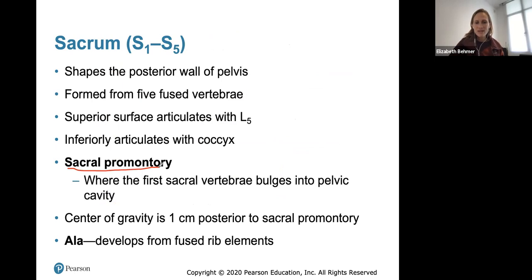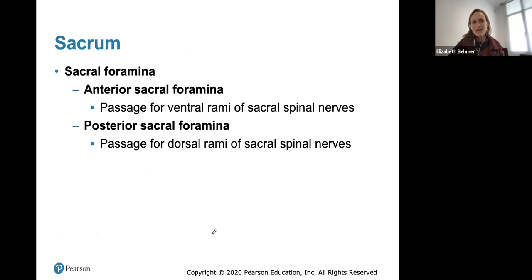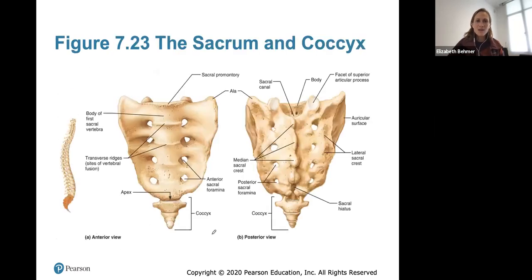The center of gravity is 1 centimeter posterior to that sacral promontory, so it acts as a good stabilizer where all the weight will sit. The ala is developed from the fused rib elements. The sacral foramina are holes where sacral nerves will go through, whether that's anterior or posterior. And here's a look at the sacrum, and then the coccyx is the tailbone below that.